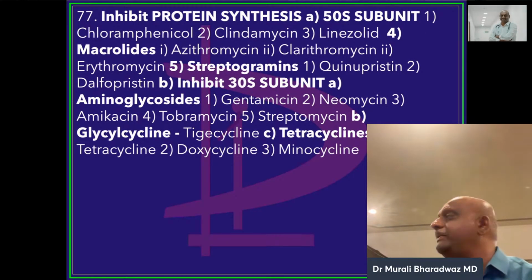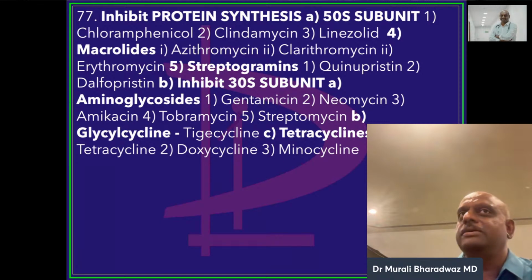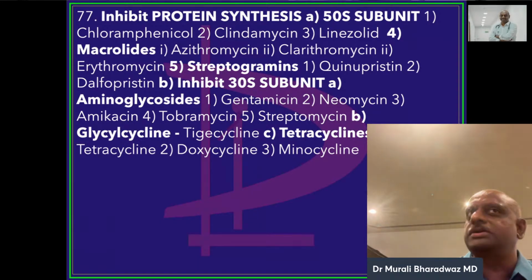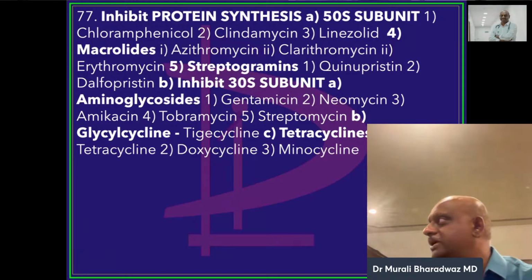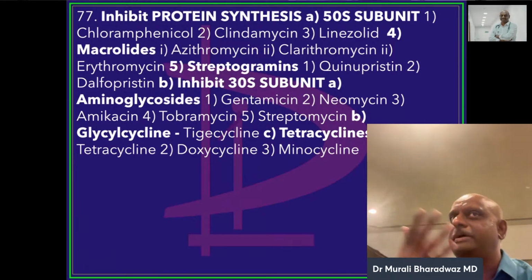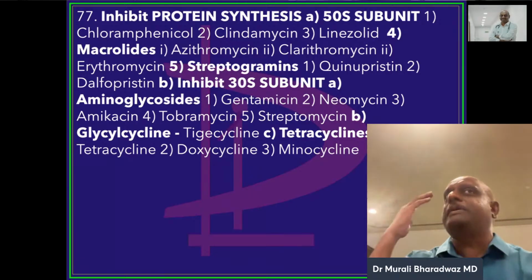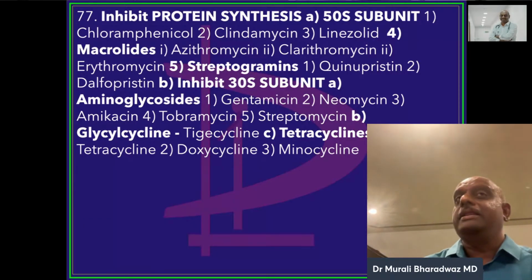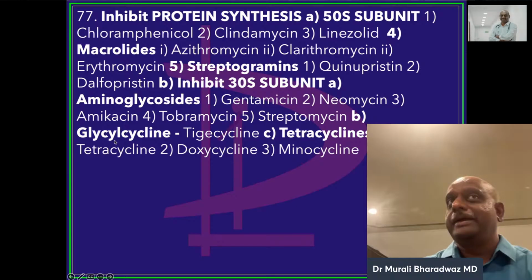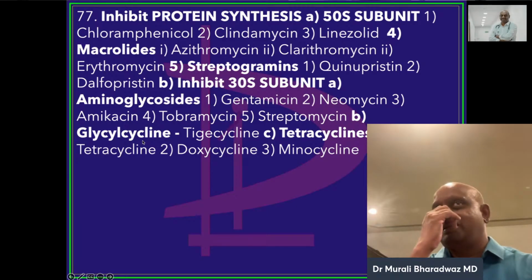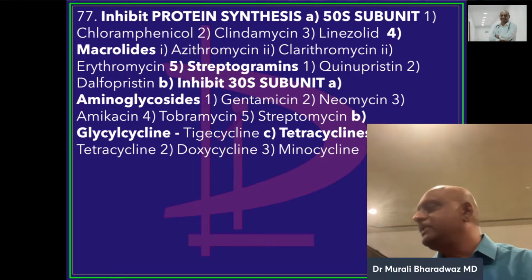Then protein synthesis inhibitors, a quick summary. 50S, 30S inhibitors. In that you have aminoglycosides and tetracyclines. Tetracyclines include tetracycline, doxycycline, minocycline. Aminoglycosides are gentamicin, neomycin, amikacin, tobramycin, streptomycin. Then you also have glycylcyclines. That is also a 30S inhibitor.